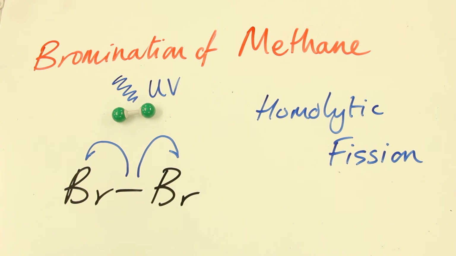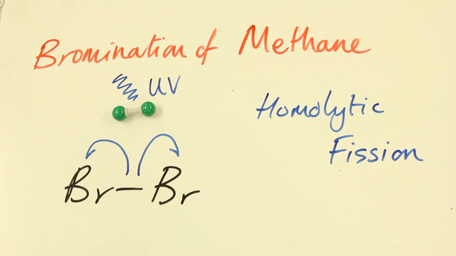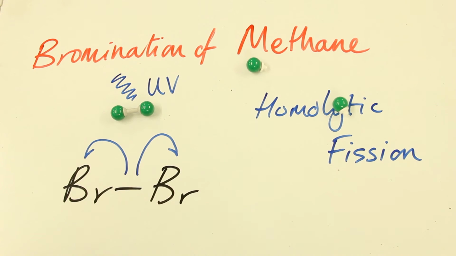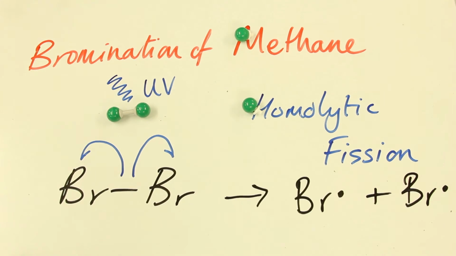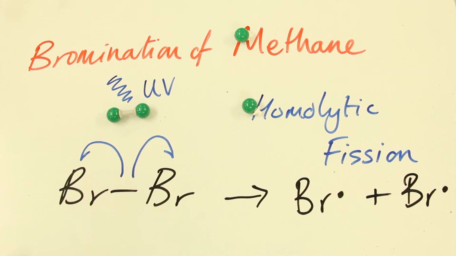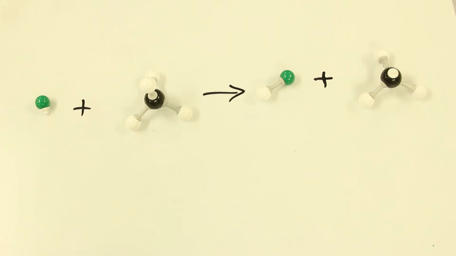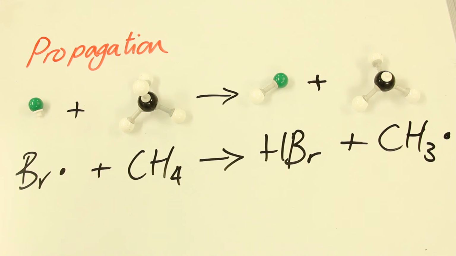We call this homolytic fission because they are both taking the same thing. They're both taking half of the bond, and you're left with these very reactive bromine radicals. Propagation steps then will be these bromine radicals reacting with the methane, and you're going to get hydrogen bromide, and you're going to get what we call a methyl radical, CH3 radical.